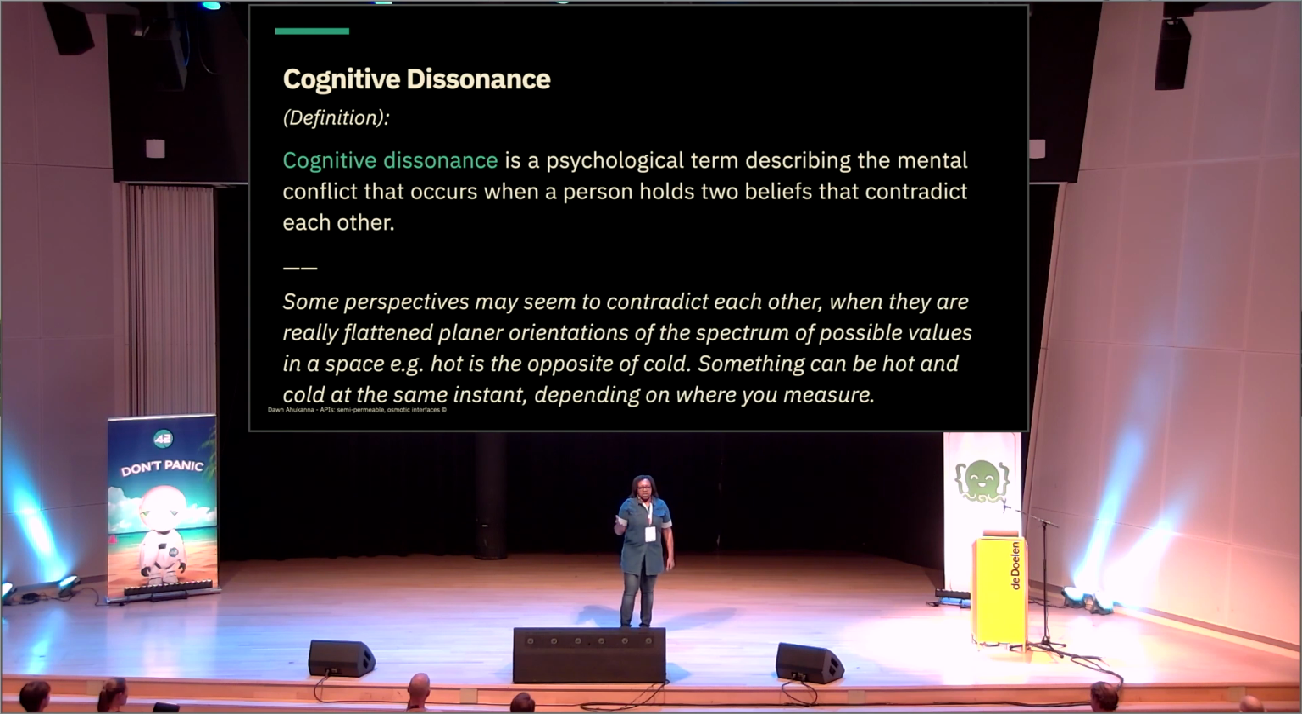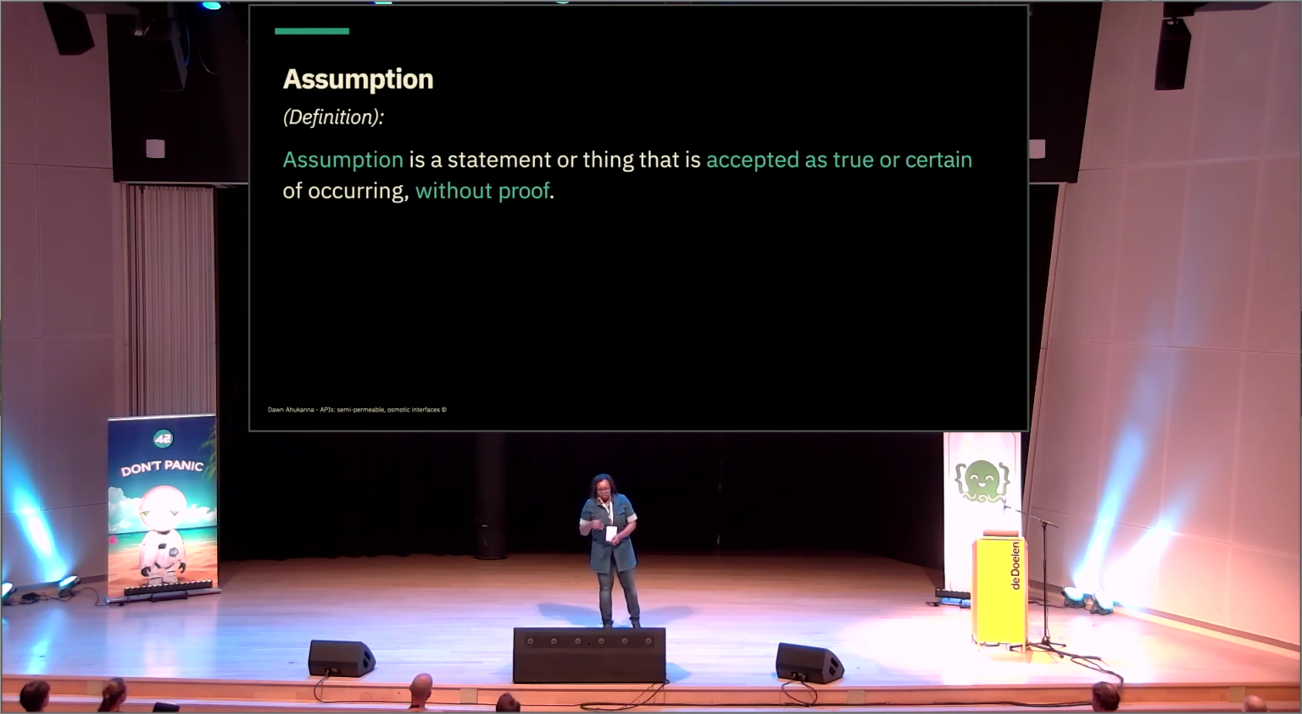For example, if you say something is hot, it can be hot and cold at the same time, depending on where you touch, where the temperature is concentrated, and when. If you put a candle under something and then came back 5 minutes later, it'll be cold. But it was hot just after you moved the candle. So last thing is assumption. It's a statement that is accepted as true or certain of occurring without proof.